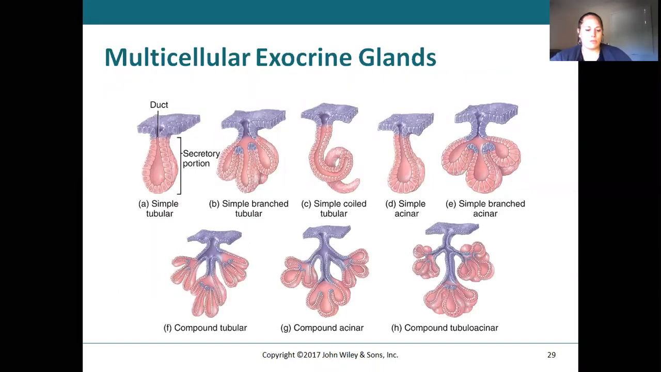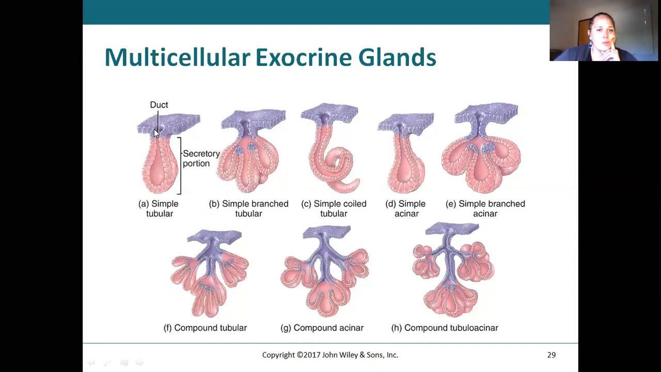Okay, so these multicellular exocrine glands. I want to make sure I give you examples of each one of these. So these are different types of exocrine glands and different structures. So man, we're going through a lot of structure-function stuff here, right? We talked about the different arrangements and cell shapes of epithelial tissues, and now we're going to talk about different shapes of exocrine glands that release different excretions.